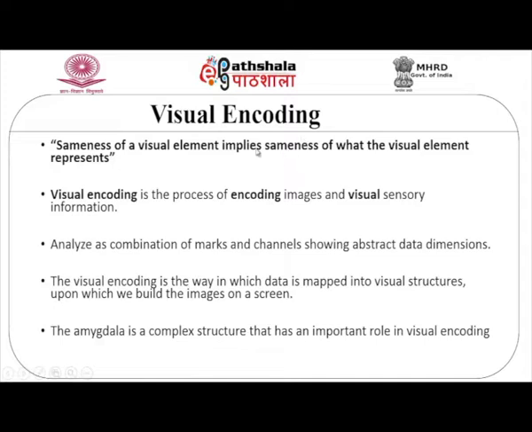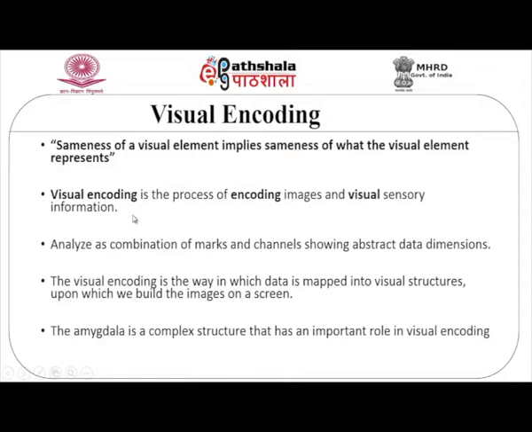So what is visual encoding? There is a saying that sameness of a visual element implies sameness of what the visual element represents. If two visual elements are the same, it means that whatever they represent is also going to be the same. So visual encoding is a process of encoding the images as well as the visual sensory information into a particular visual.